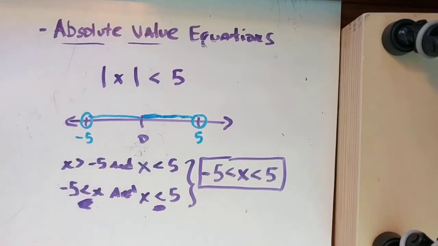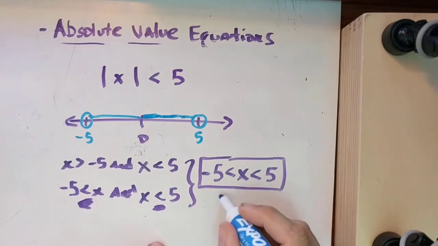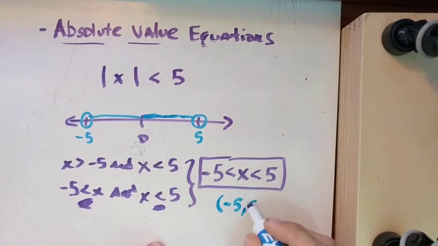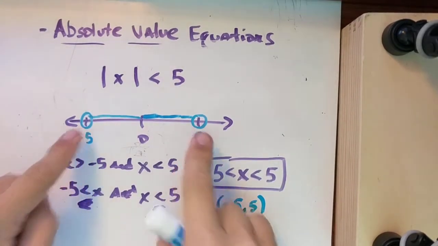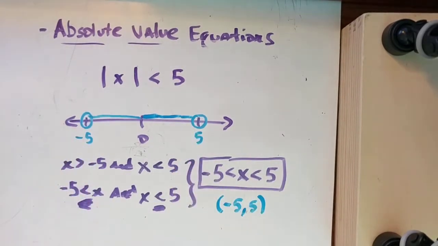Okay? You can also write this in what's called interval notation. In interval notation, you'll be talking about that in your textbook and in ALEKS. And this is an open interval between negative 5 and 5. Now the reason I'm using parentheses is because these dots are open. If they had been closed, we'd be putting brackets there.